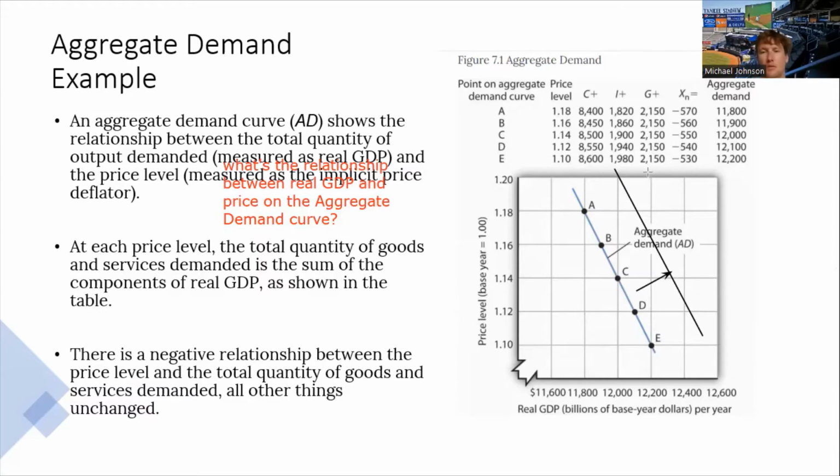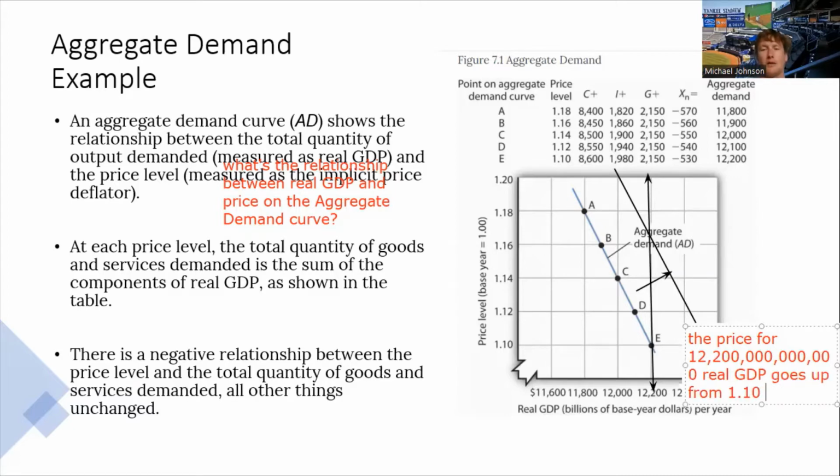So let's track the change in price. If it shifts out like that, the price for 12,200 real GDP, that's in billions of base dollars, goes up from 1.10 to 1.16-ish. So yeah, that's true.